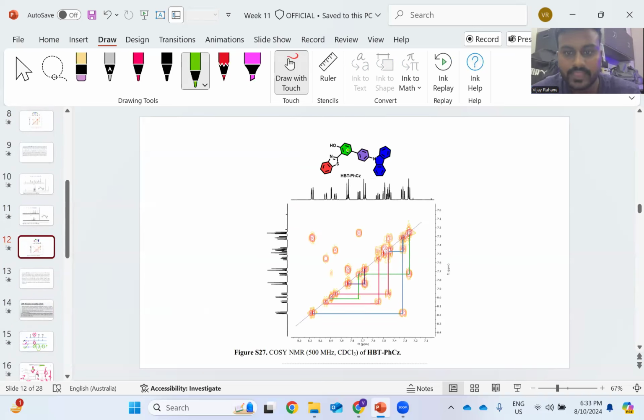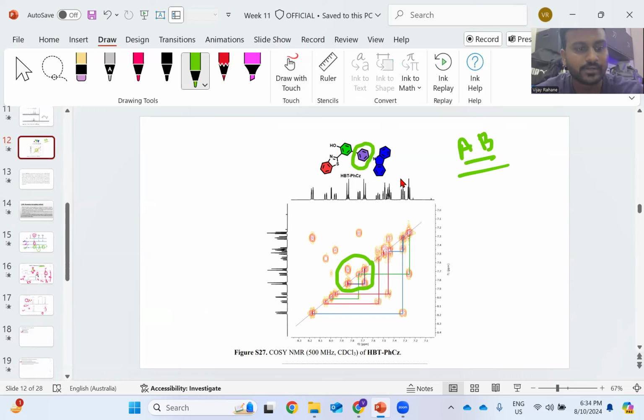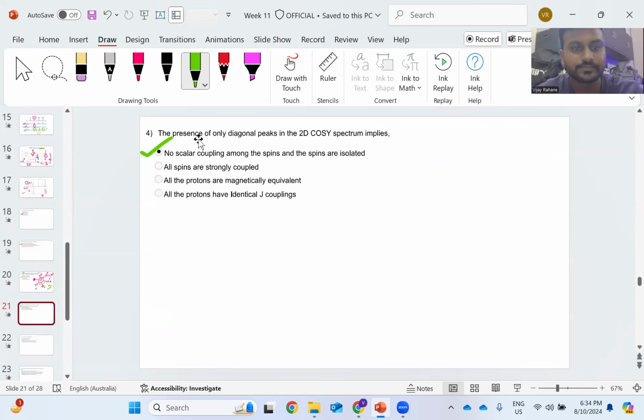So if you look at this spectra, and you see this benzene ring in between, this is kind of an A-B system, right? And it is completely isolated from the others. For this purple one, there are only diagonal peaks present. There is no further coupling of this peak, so this is due to the isolated spin. And what it mentions in the question is that the presence of only diagonal peaks in the 2D NMR spectra indicates that there is no scalar coupling among the spins and the spins are isolated. In the same manner as in the example.